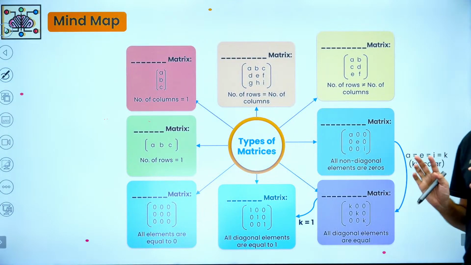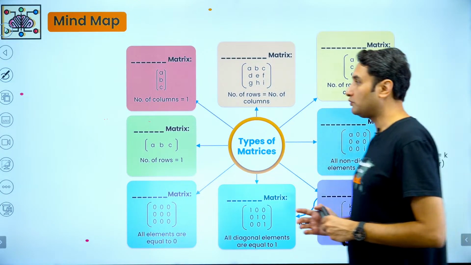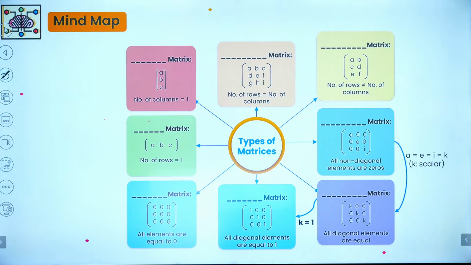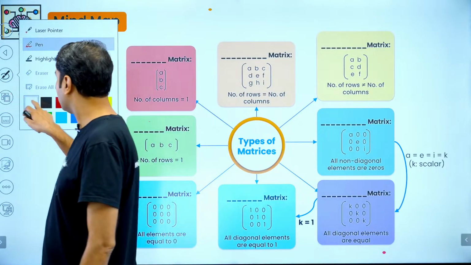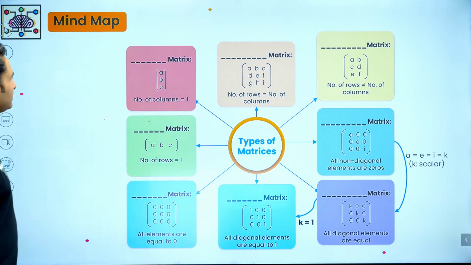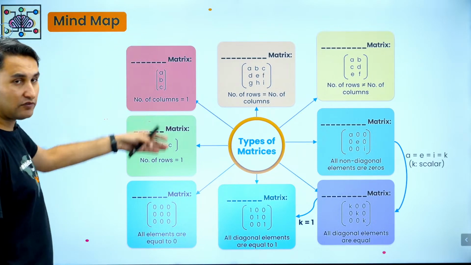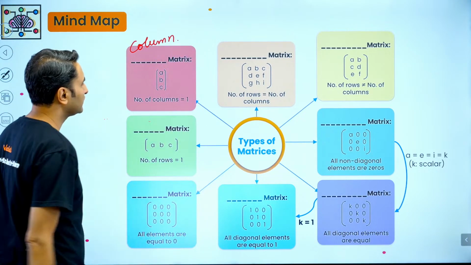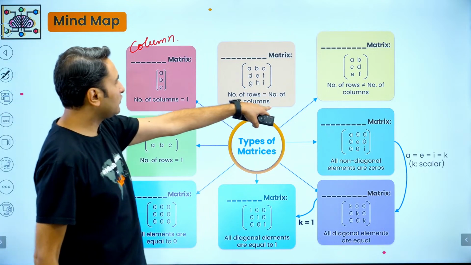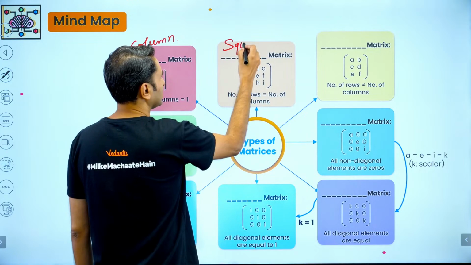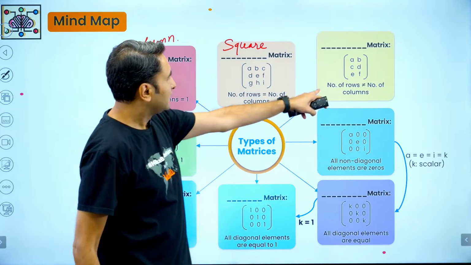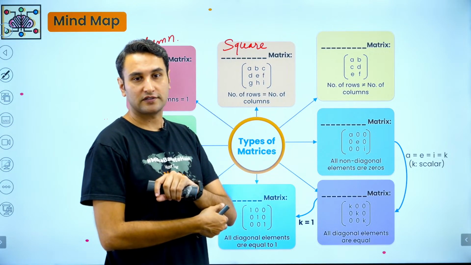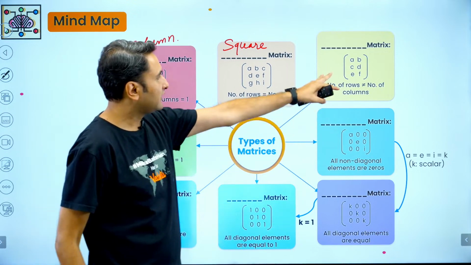Now this is your mental map. As I said, I'll keep giving you mental maps in this particular chapter. So look at this mental map. Can you fill in the blank? Very quickly, can you do it? This is what? Only one column. We call it a column matrix. Can you write it yourself? Now, number of rows is equal to number of columns: square matrix. Number of rows is not equal to number of columns: not a square matrix, it's a rectangular matrix.